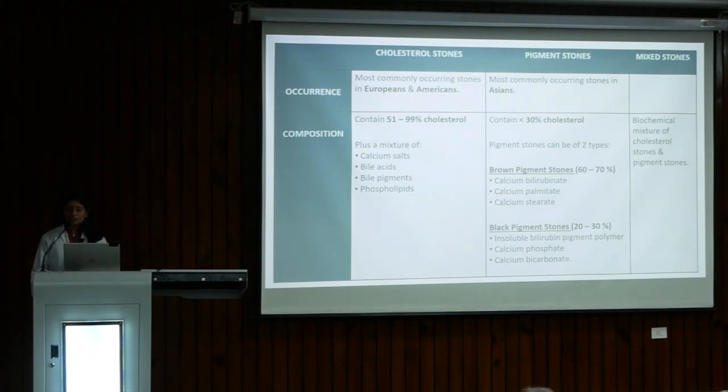The pigment stones contain less than 30% of the cholesterol, and are of two types: brown pigment stones and black pigment stones. The brown pigment stones occur in 60 to 70% of the cases and include calcium bilirubinate, calcium palmitate, and calcium stearate, whereas the black pigment stones occur in 20 to 30% of the cases and include insoluble bilirubin pigment polymer, calcium phosphate, and calcium bicarbonate. And the mixed stones contain a biochemical mixture of the cholesterol stones and pigment stones.